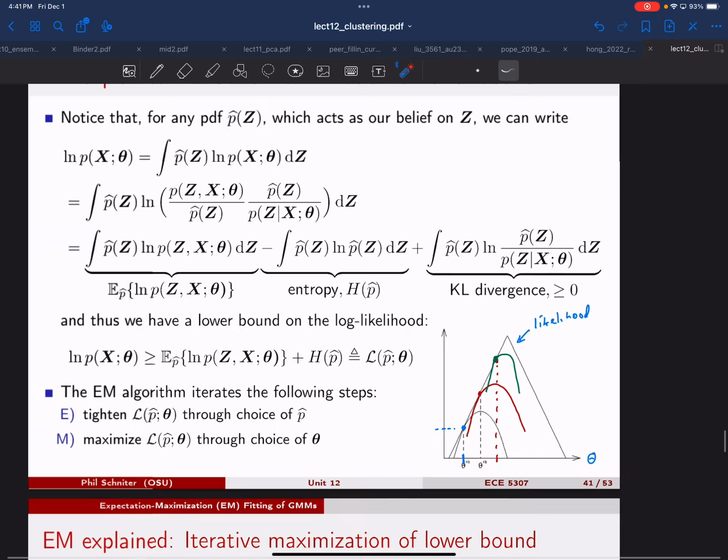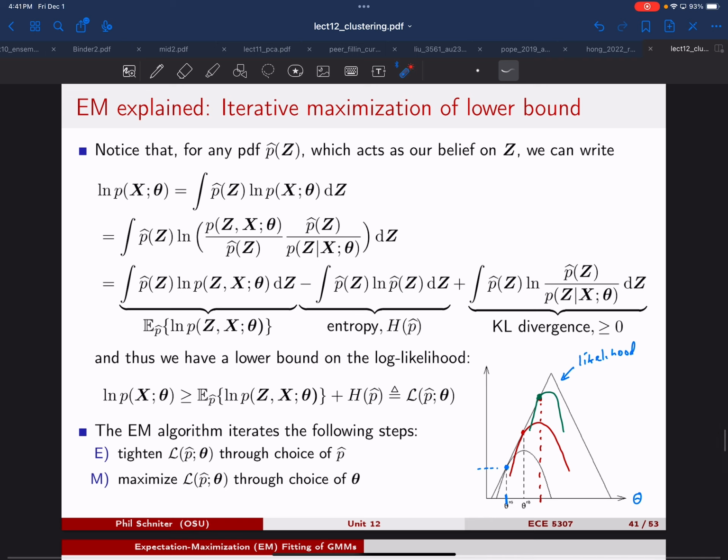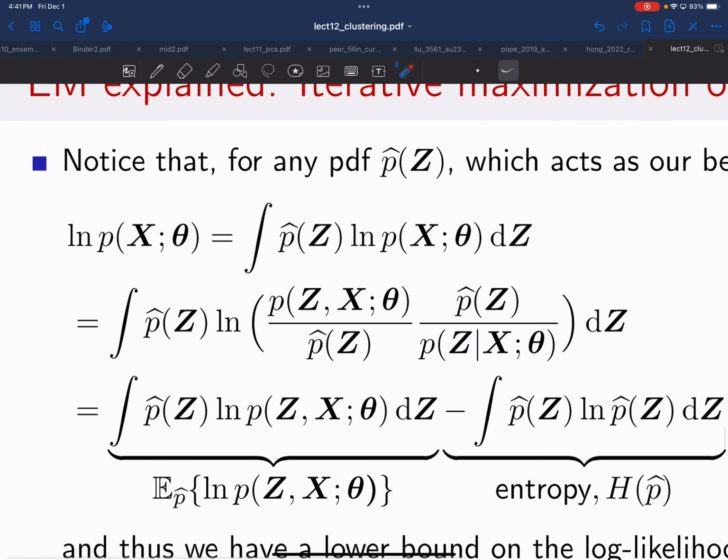Okay. So let's see how this manifests to become the EM algorithm. So let's start with a generic likelihood function. Any likelihood you want. X is our data. Theta are our parameters. Or this is actually the log likelihood.